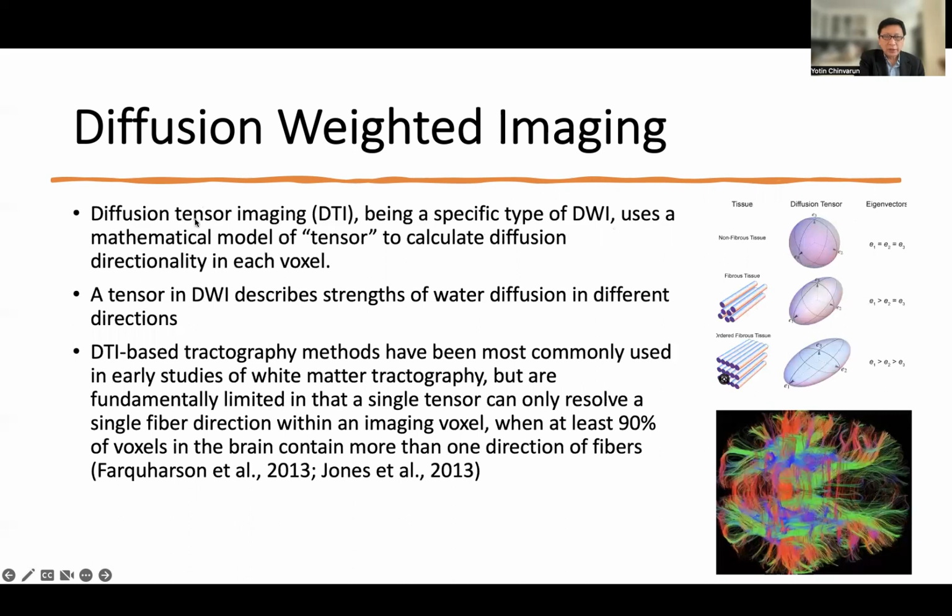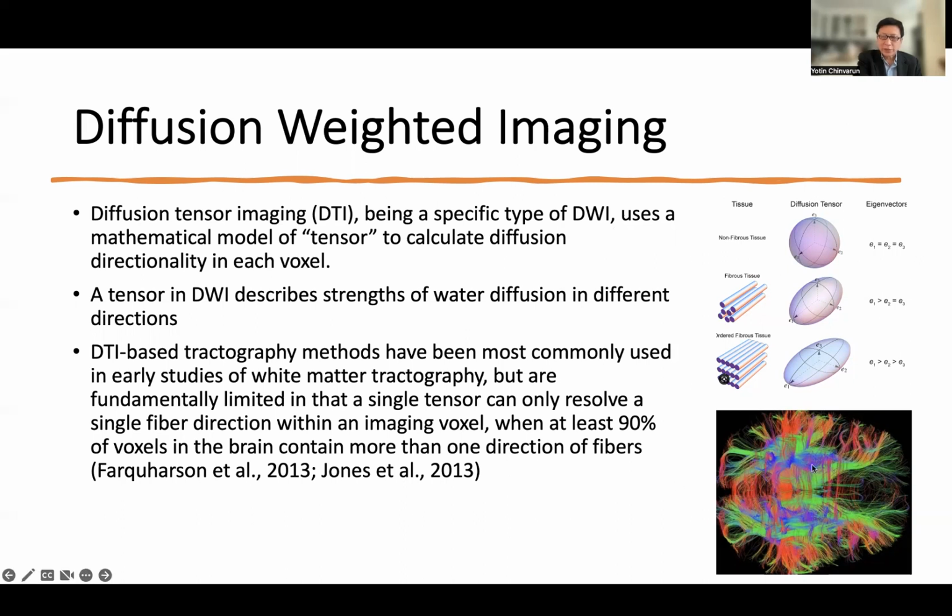Diffusion tensor imaging, being a specific type of DWI, uses a mathematical model of the tensor to calculate diffusion direction in each voxel. A tensor in DWI describes the strength of water diffusion in different directions. DTI-based tractography methods have been most commonly used in the early stage of white matter tractography, but are fundamentally limited in that a single tensor can only resolve a single fiber direction within the imaging voxel, when at least about 90% of voxels in the brain contain more than one fiber direction.